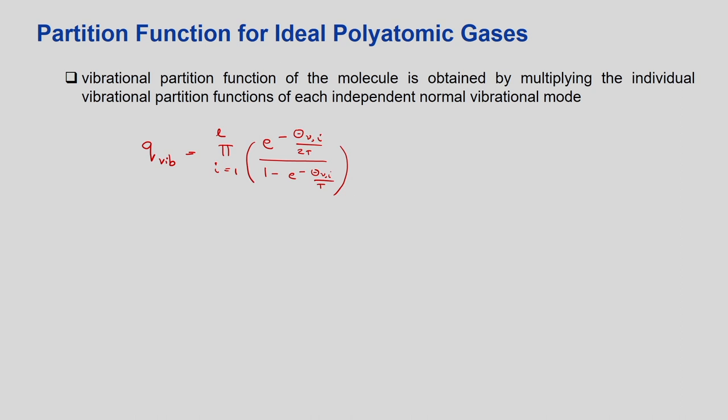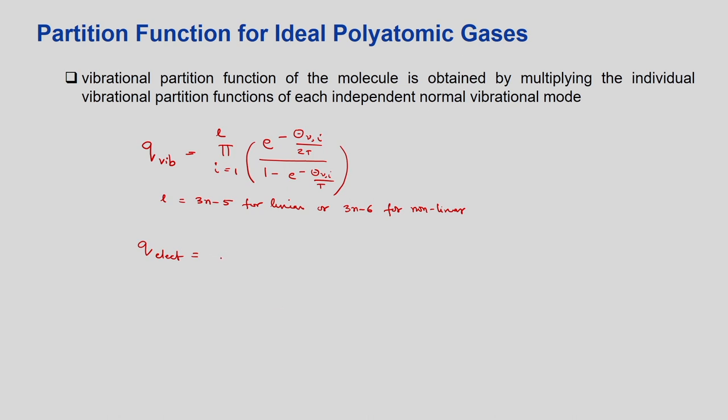So now this L will be 3n minus 5 for linear or 3n minus 6 for nonlinear, because linear will have fewer rotational energy states. So now we are in a position to also write the electronic partition function. As I told you, the lowest state energy will not be 0 because there are bonds present. So the value of the electronic energy at the lowest state, that is the ground state, is not equal to 0, but has some value.